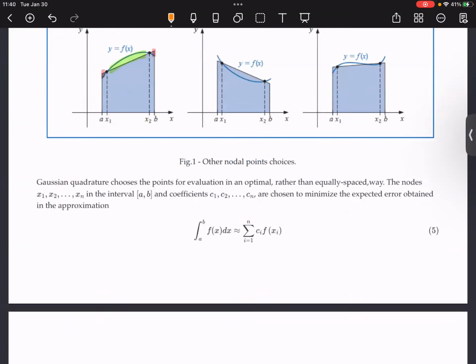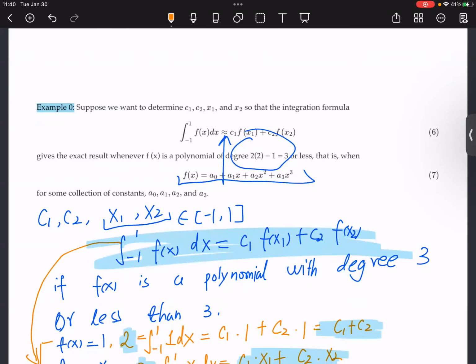And for here, we have just two nodal points, x1 and x2. We need to find out the x1, x2 locations and the c1, c2 coefficients corresponding to those nodal points, so that we have the highest degree of precision. Because we have two nodal points, that highest degree of precision should be 2n minus 1, and that is 3.